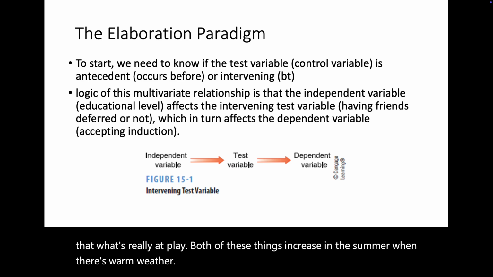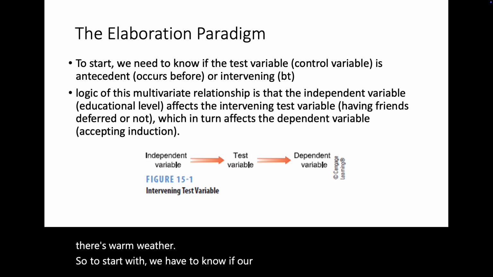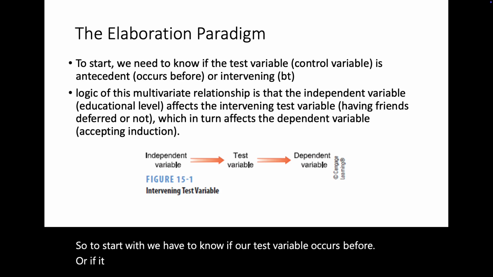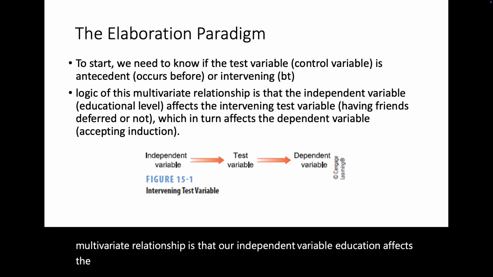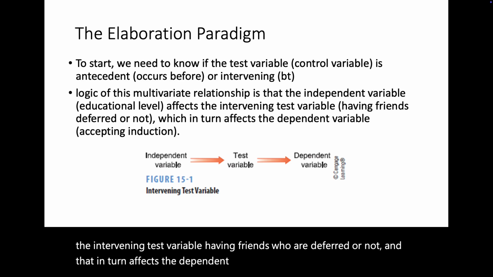So to start with, we have to know if our test variable occurs before or if it intervenes. So does it occur between? Okay. So the logic hint there in this multivariate relationship is that our independent variable, education, affects the intervening test variable, having friends who are deferred or not, and that in turn affects the dependent variable. Okay, so in this case, it's an intervening variable. It's occurring between.